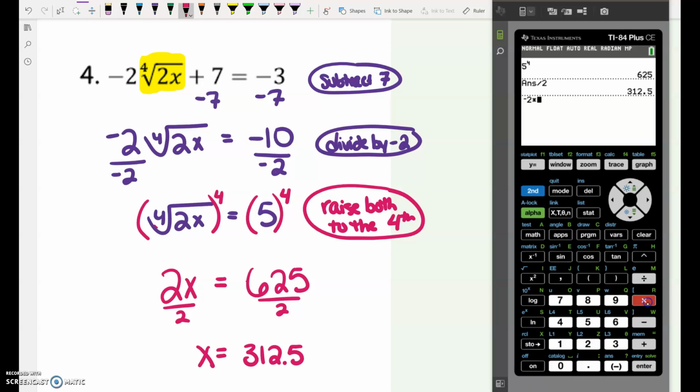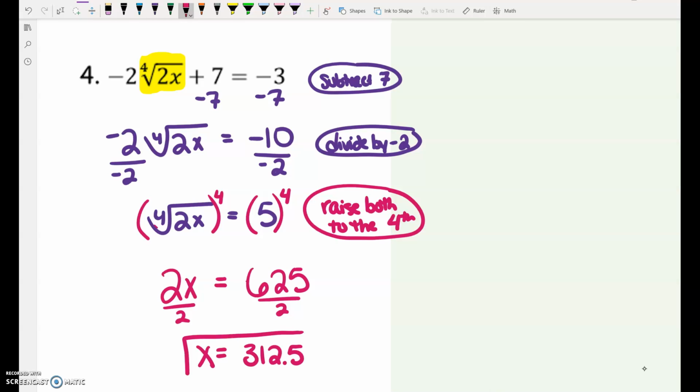-2 times, if you're using a scientific calculator, you would type in 4 and then second exponent button to get the x root, and then the 2 times whatever. In this calculator, I use math button number 5, and I do the 4th root of 2 times 312.5, and then we add 7, and we get -3 as our answer. So this answer is absolutely fine. Our solution is 312.5.